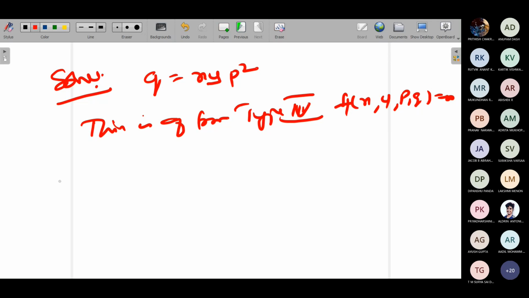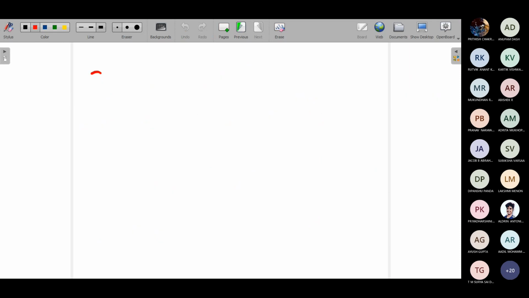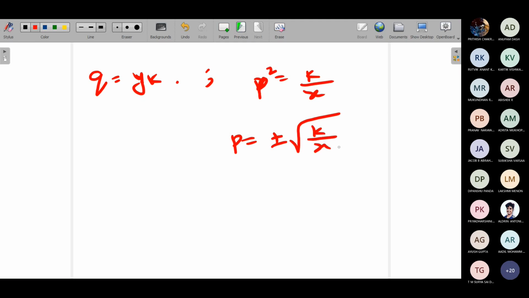So what you have to do is separate the variables: p and x on one side, q and y on the other. So from this, q by y is equal to x into p square. You can equate it to some k. Now q by y is equal to k, and x into p square is equal to k. Our aim is to solve for p and q. Q will be equal to yk, and p square is equal to k by x, so p will be equal to plus or minus root k by x.